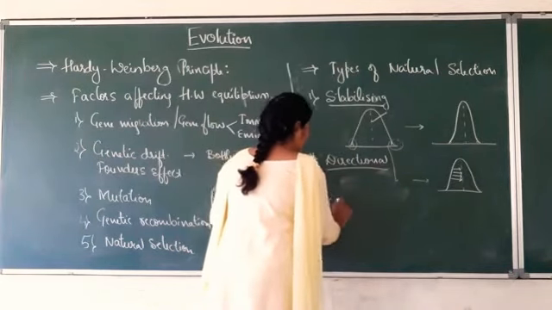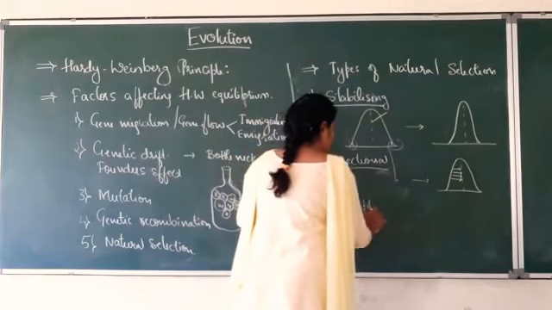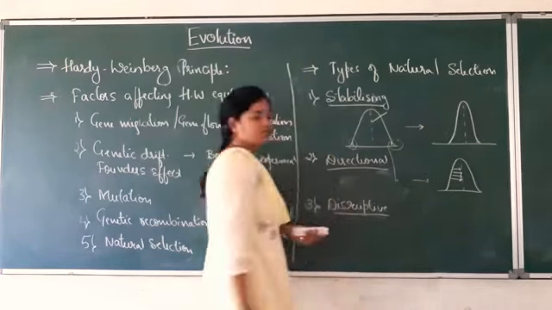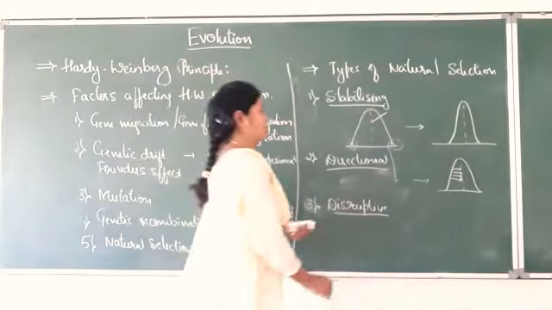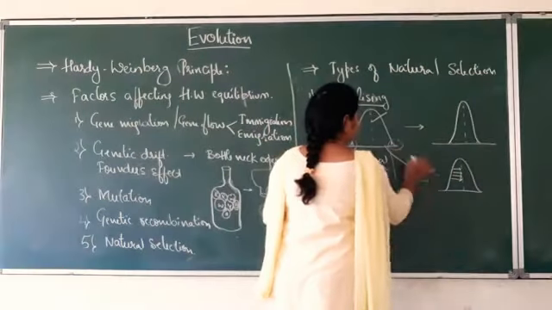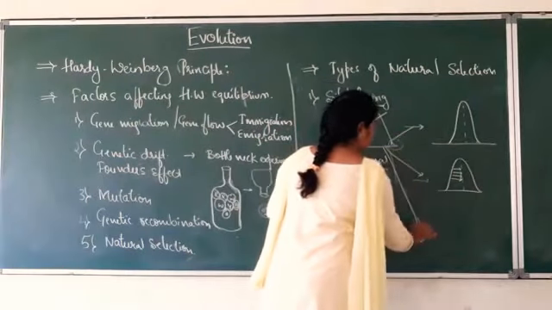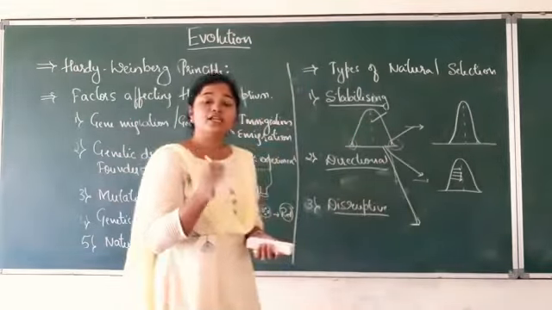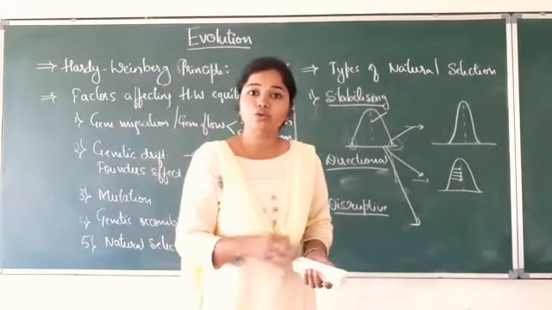disruptive natural selection. In this type of disruptive natural selection, what happens is, the nature is going to select only the extremes and it is going to exclude the intermediate.